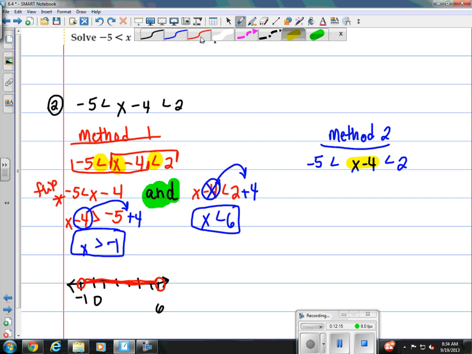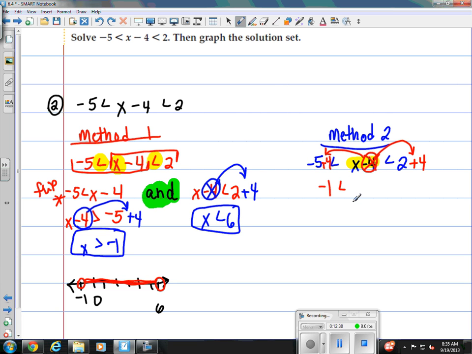Now if I want to get x by himself, I'm going to have to get rid of my minus 4. So I'm going to have to transpose him to both sides of my inequality. So negative 5 plus 4, and over here, 2 plus 4. So he disappears out of the middle. And I'm left with negative 5 plus 4 is negative 1 is less than x, the only person left there in the middle, is less than 2 plus 4 is 6.